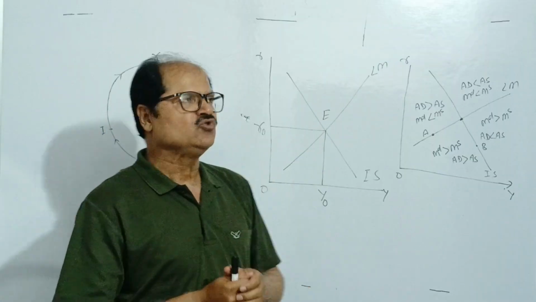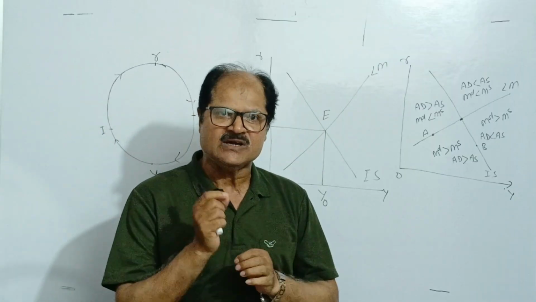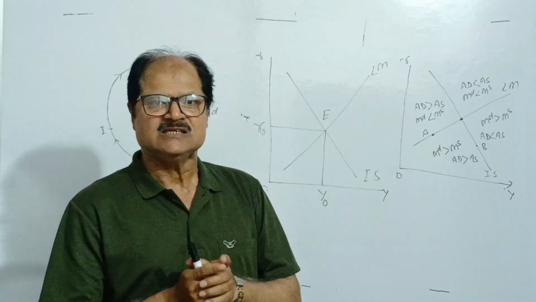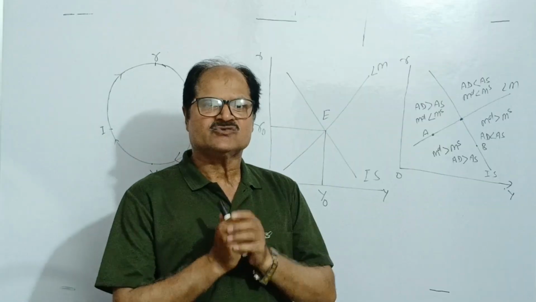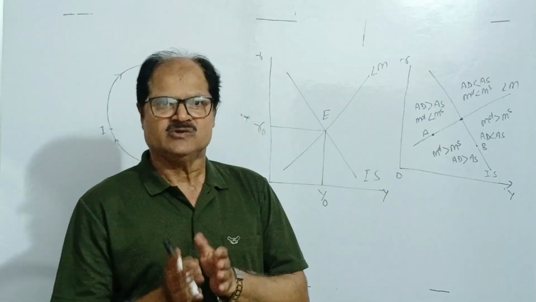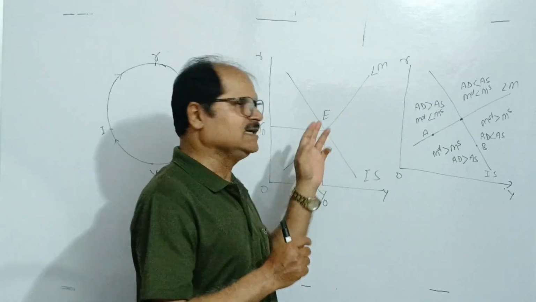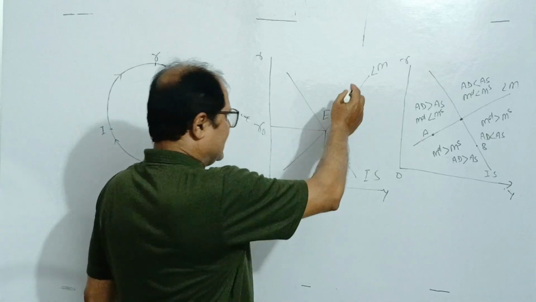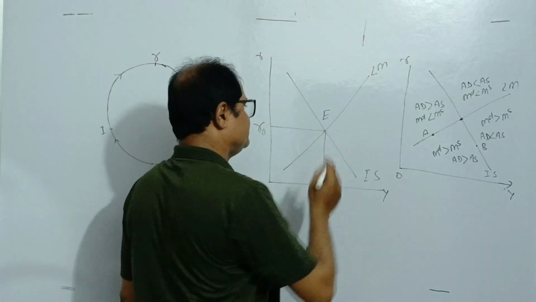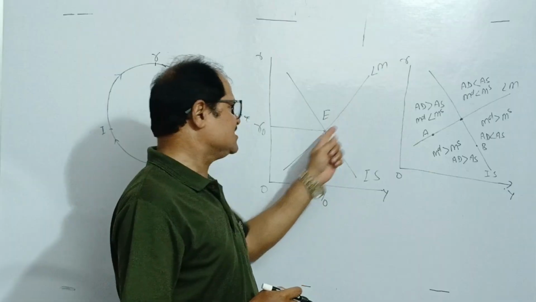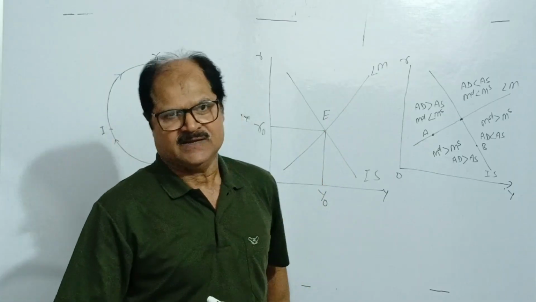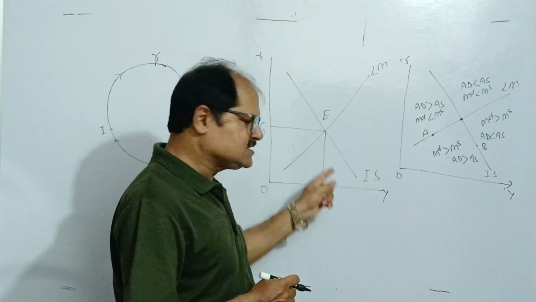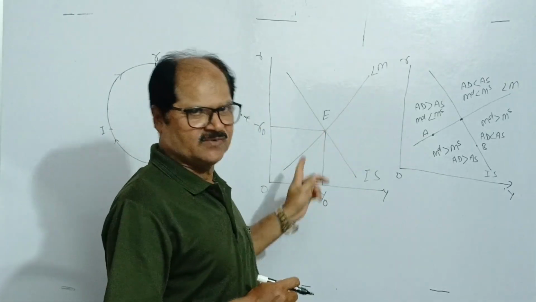IS curve जो होता है वो goods market equilibrium show करता है, means every point on the IS curve will show that product market or goods market is in equilibrium. Similarly, LM curve shows that money market is in equilibrium. That is, every point on LM curve shows that money market is in equilibrium. Now, the point of intersection of LM and IS curve is E. This point is the point of intersection of IS curve as well as LM curve. It means that point E lies on IS curve as well as on LM curve.